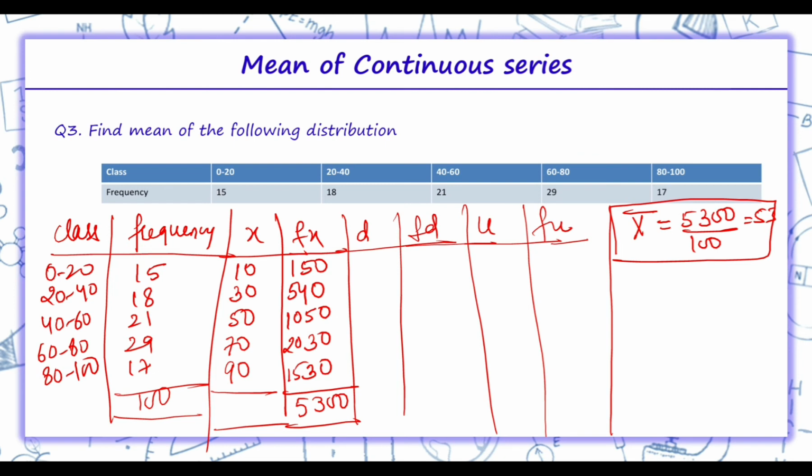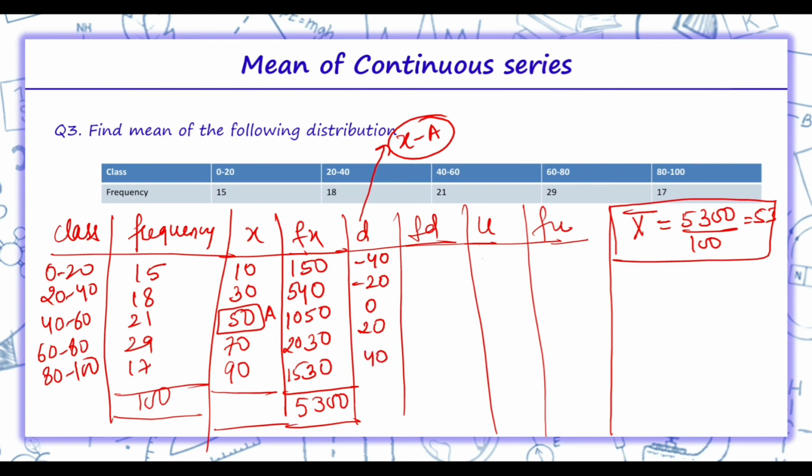Now we are calculating mean by assumed mean method. For assumed mean method, we have to calculate d. D is calculated by x minus a. So in the column of x, we will find a. A is the middle number, which is 50. Sometimes there are two middle numbers, so you can take any of the numbers to be A. So now over here, 10 minus 50 will be minus 40, then minus 20, 0, 20, 40.